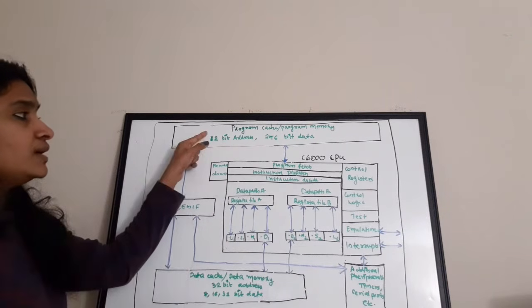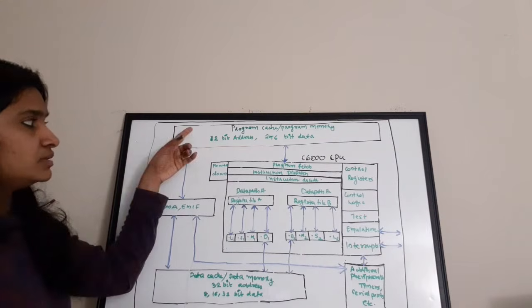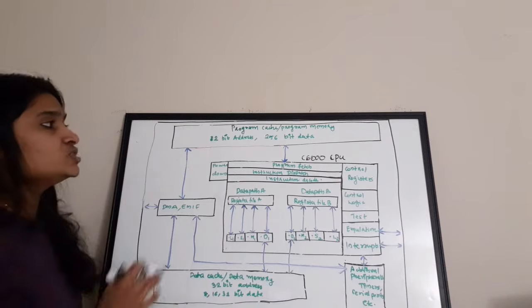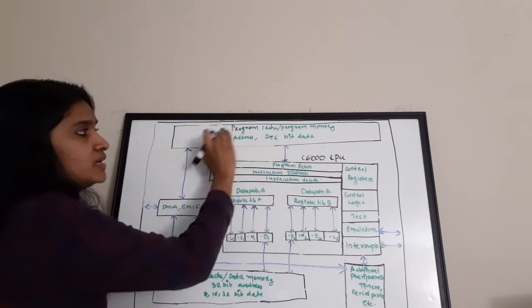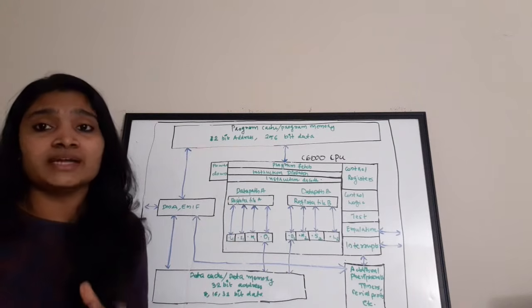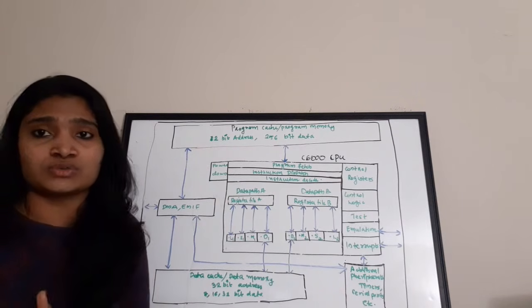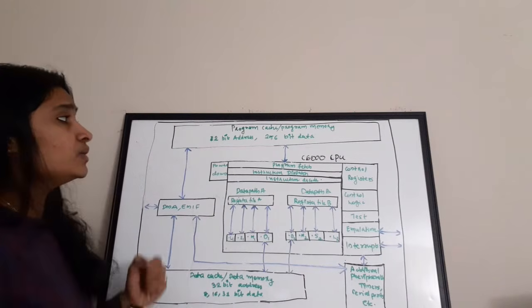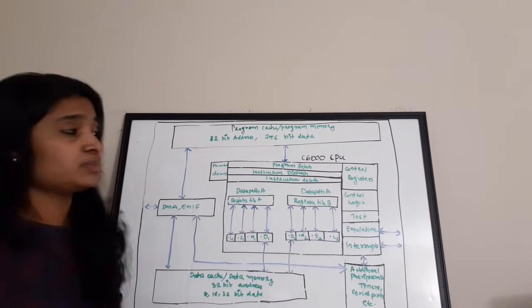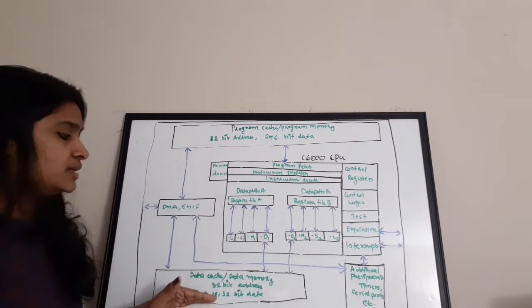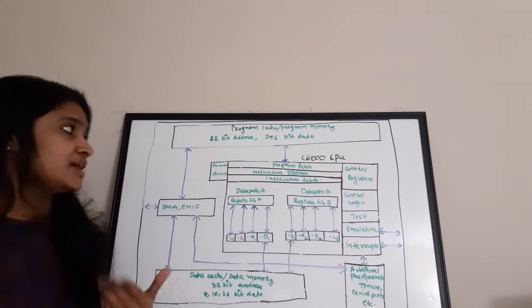Now let us talk about the program memory and the data memory. Here, the program memory, or program cache, means this program memory can sometimes be used as a program cache also. Cache memory means the fast accessing, easily available memory. So the data memory can also be used as cache.